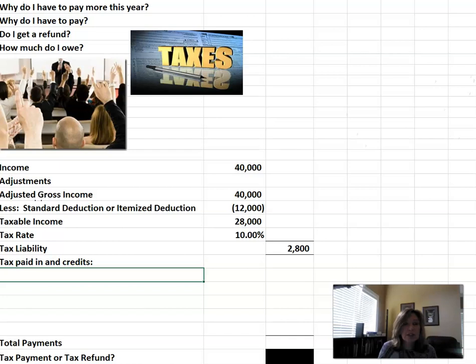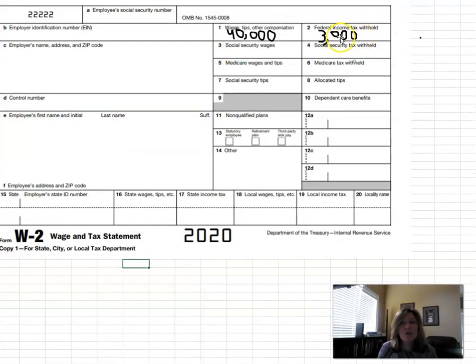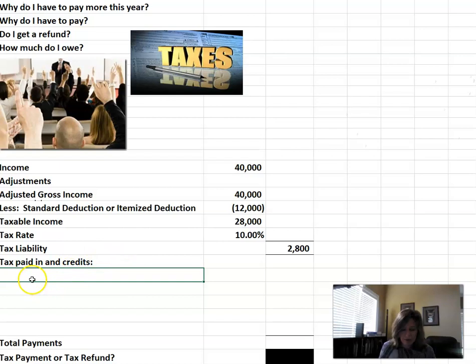So we're going to look at our W-2 to find out how much withholdings we had. This $3,000 is our federal income tax withheld. What this means is that the employer held out $3,000 of this money and paid it to the IRS every period, usually monthly, sometimes quarterly, on our behalf. So this is the amount that we have paid in. We'll call that our federal withholding. And for this situation, it was $3,000.